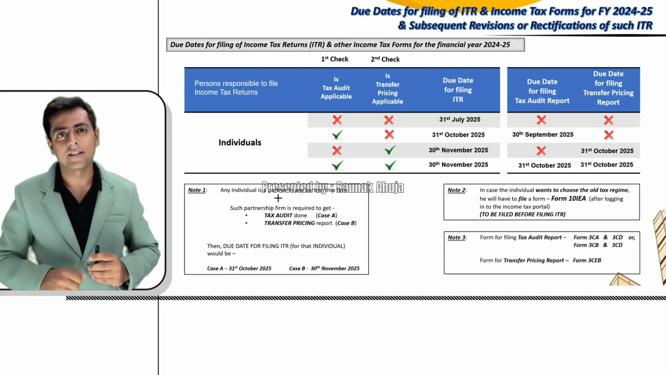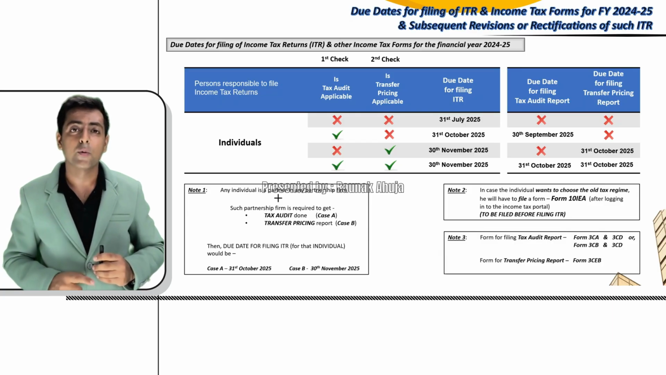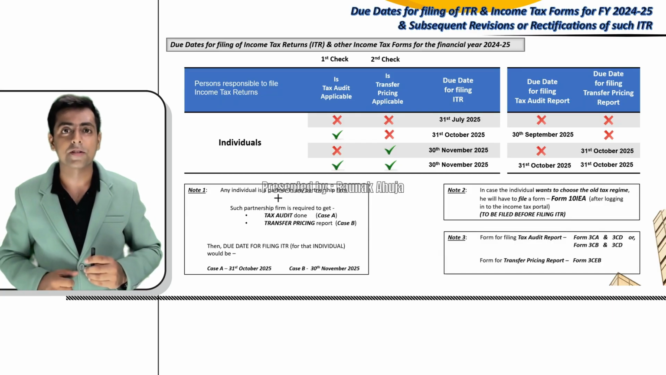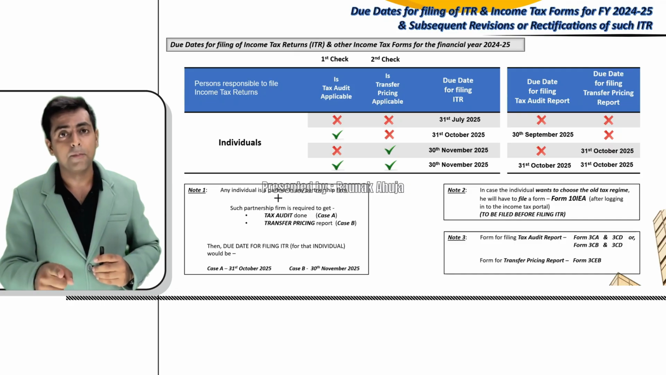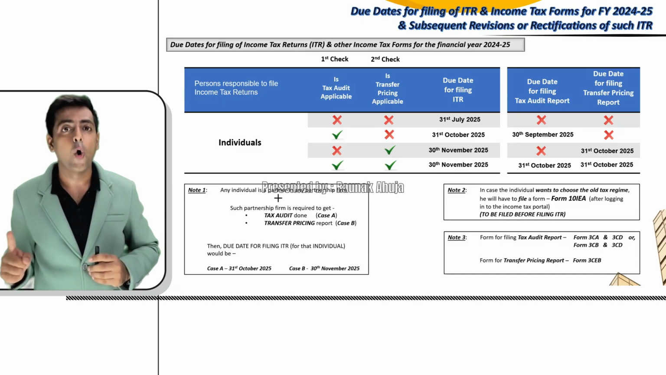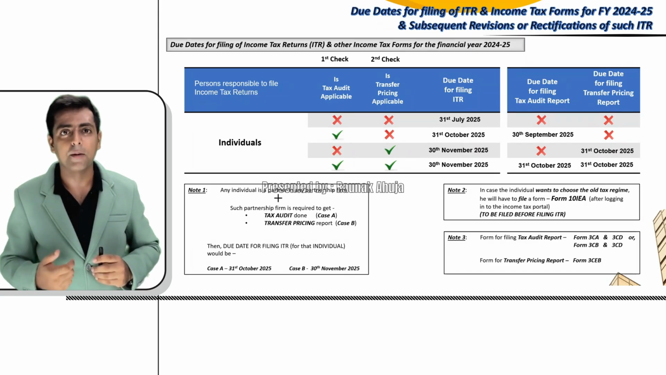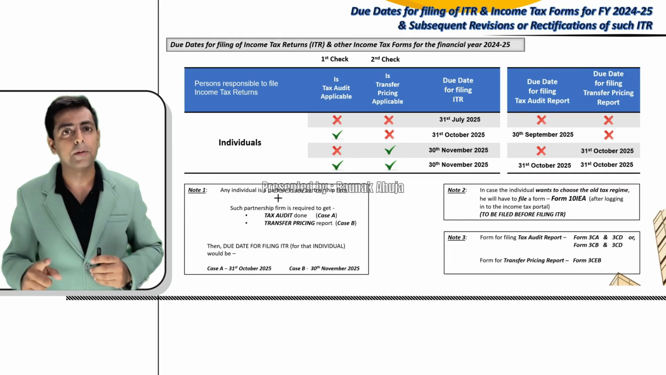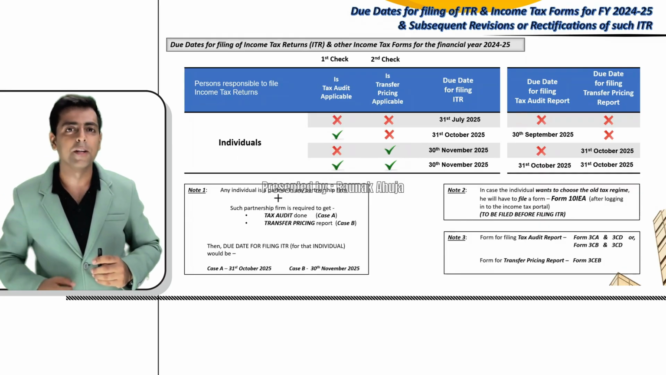Moving on to the third thing. The third thing says, where in case the tax audit report is applicable, the same will have to be filed in Form 3CA and 3CD or 3CB and 3CD, depending upon a few conditions which will be discussed in our upcoming videos.